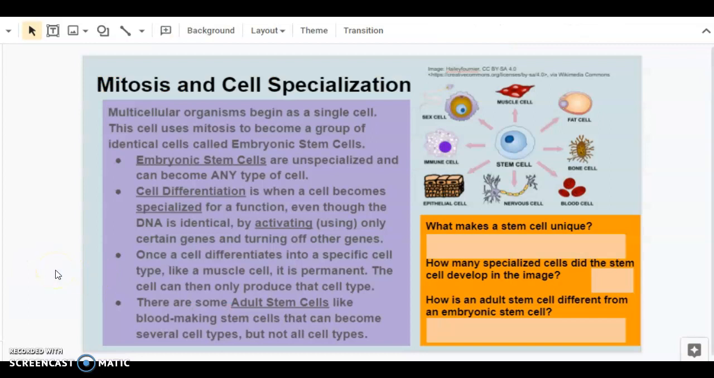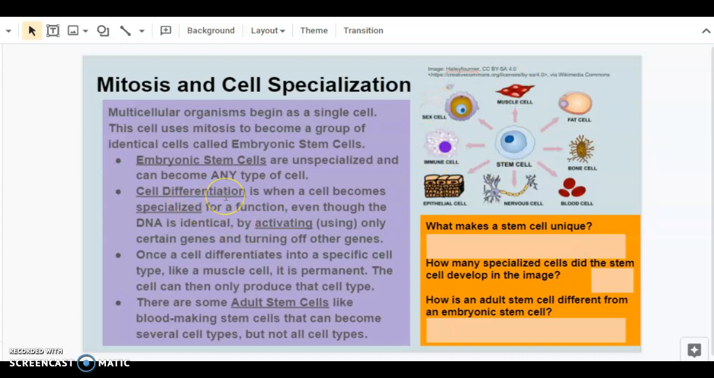So now let's look at the second part of the process. We've talked about replication, but what about differentiation? Well, differentiation is important, especially for multicellular organisms, which begin as a single cell. And that single cell uses mitosis to become a group of identical cells that we call embryonic stem cells. Embryonic stem cells are super special. They are unspecialized, meaning they haven't taken on the characteristics of any specific cell type, but they can become any cell type. It's pretty powerful.